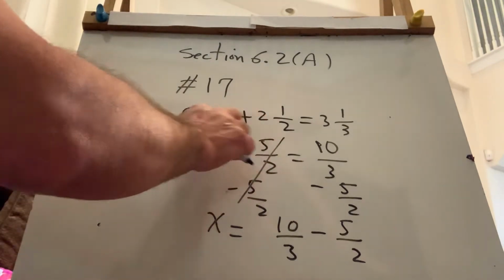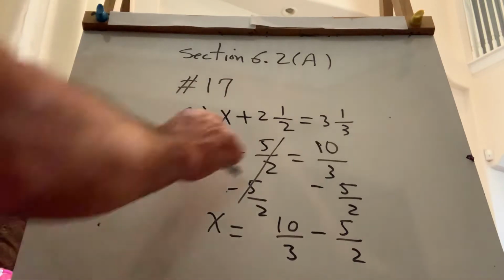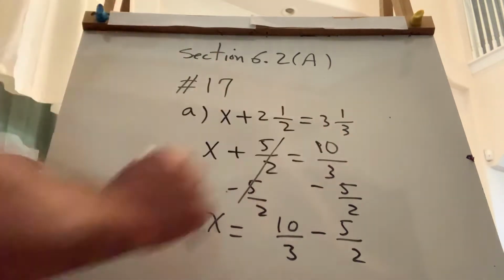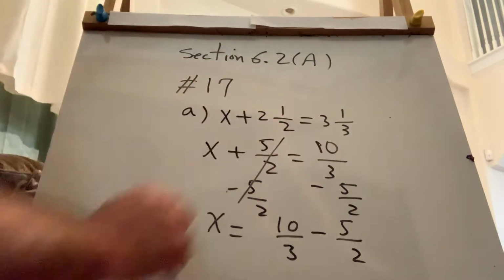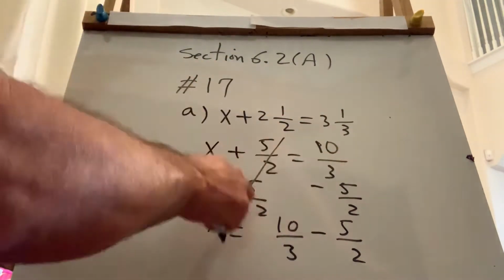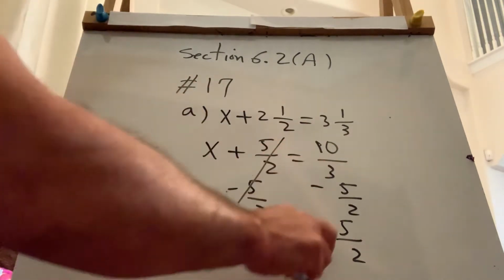So what I always like to do, well, this is a linear equation, so we're going to isolate the x. Of course, that's what solve means, to have x by itself. So I always like to change them to improper fractions. So again, that's 5/2. That's 9 plus 1, which is 10/3. Then I'm going to isolate the x by subtracting 5/2 from both sides. So that becomes x, and here you have 10/3 minus 5/2.